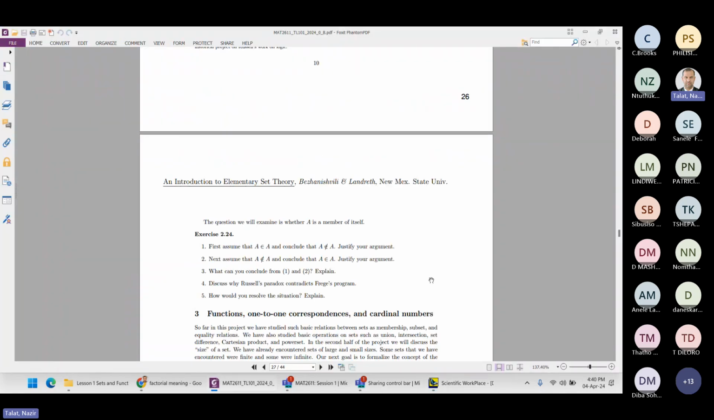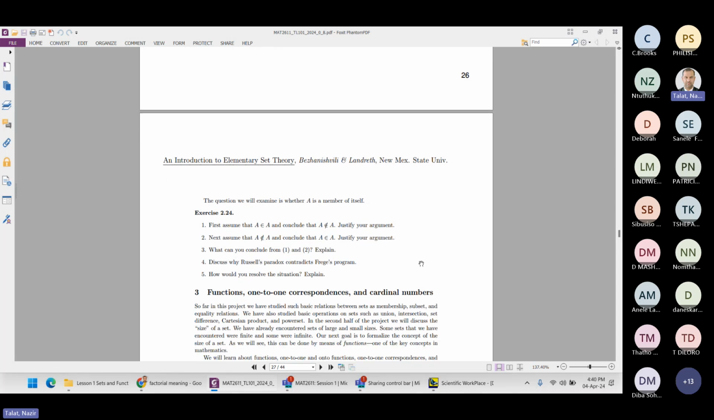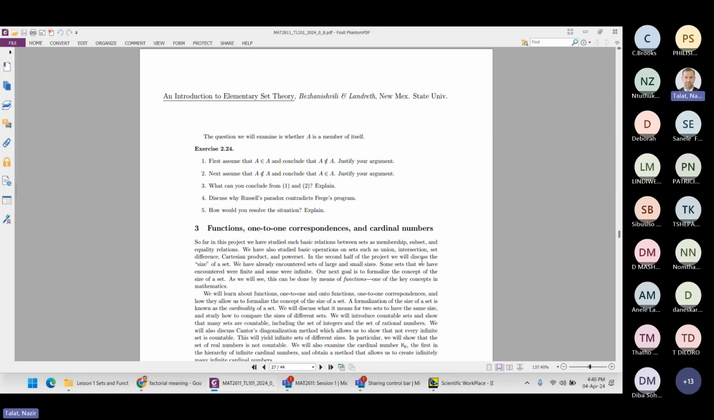So the next topic we will consider is functions, but I'm thinking that next week I will make another session about functions and describe some problems related to functions, because of the definition of functions, then their correspondence, then onto functions, one-one functions. So this we will discuss in the next session.